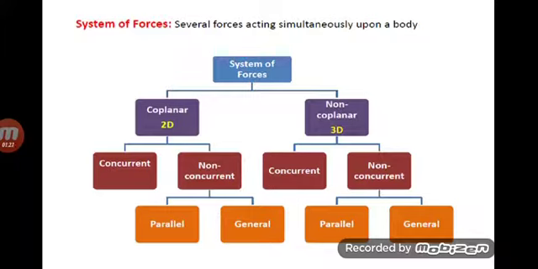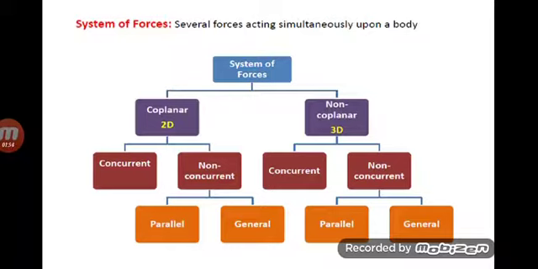Next, system of forces. Several forces acting simultaneously upon a body is called a system of forces. There are two types, 2D and 3D. 2D is called coplanar and 3D is called non-coplanar. In 2D there are two types, concurrent forces and non-concurrent forces. In non-concurrent forces also there are two types, parallel and general. In non-coplanar 3D, there are also two types, concurrent forces and non-concurrent forces. In non-concurrent forces, there are two types, parallel and general.